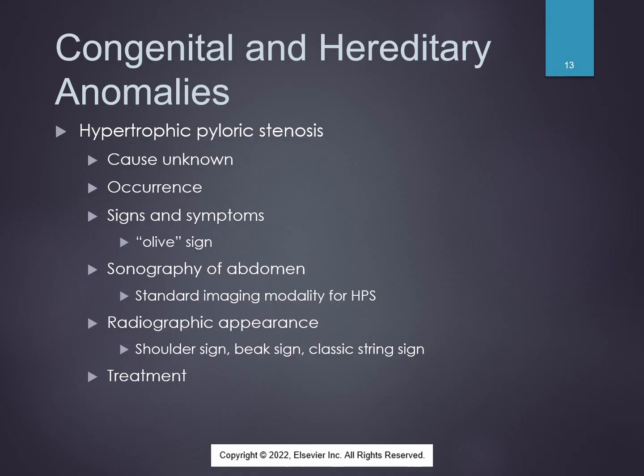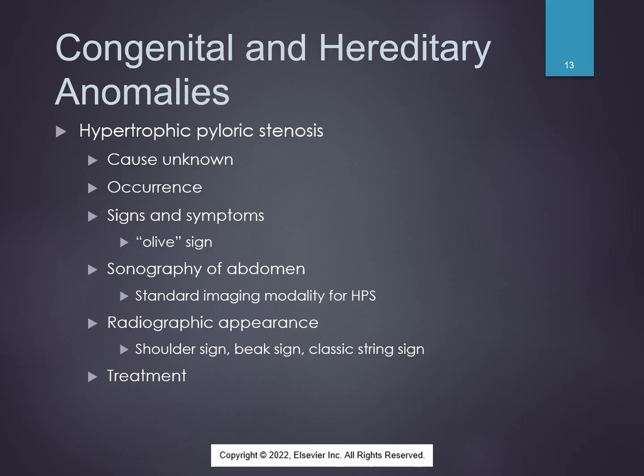Sonography of the abdomen is the standard and highly accurate method to diagnose HPS. Sonography images the pyloric muscle and channel and can show an elongated, thick-walled pylorus that would indicate HPS. An upper GI study would demonstrate delayed gastric emptying, accompanied by the mass impression of the hypertrophied pyloric muscle.